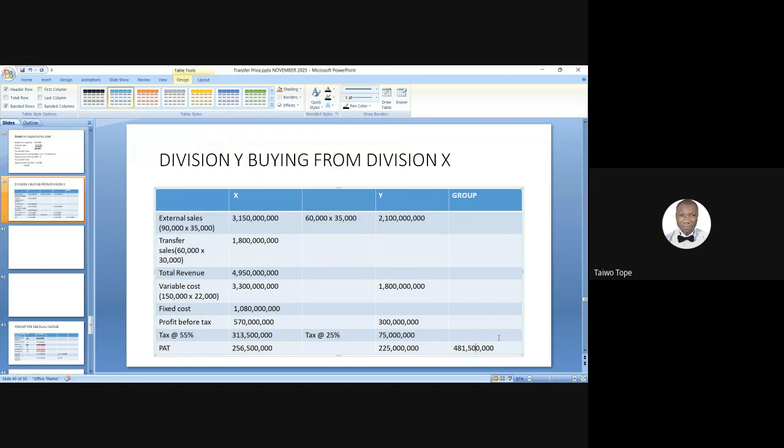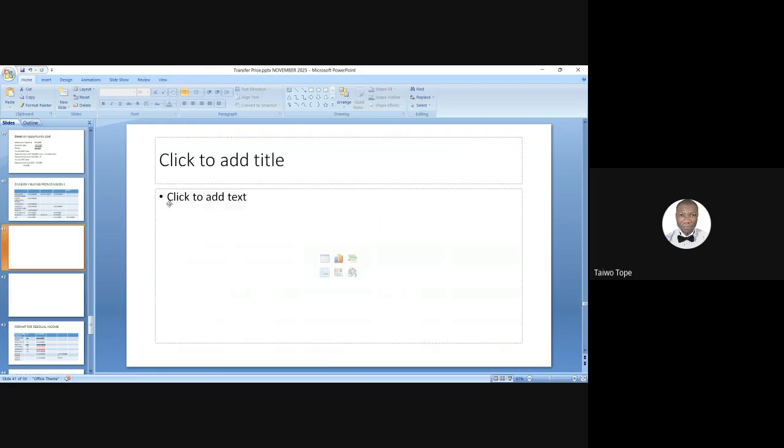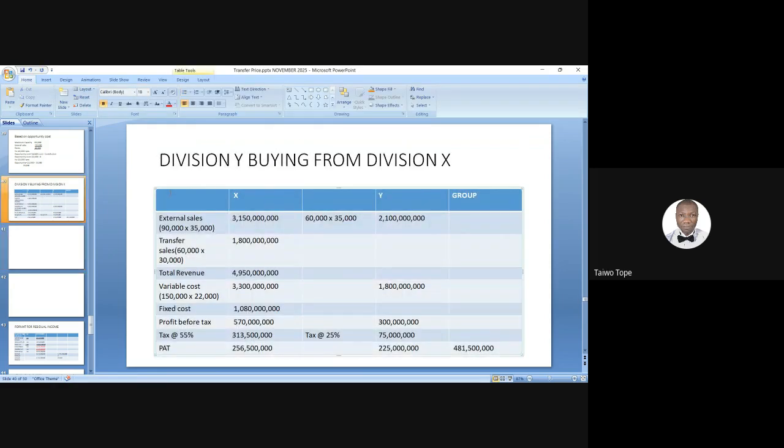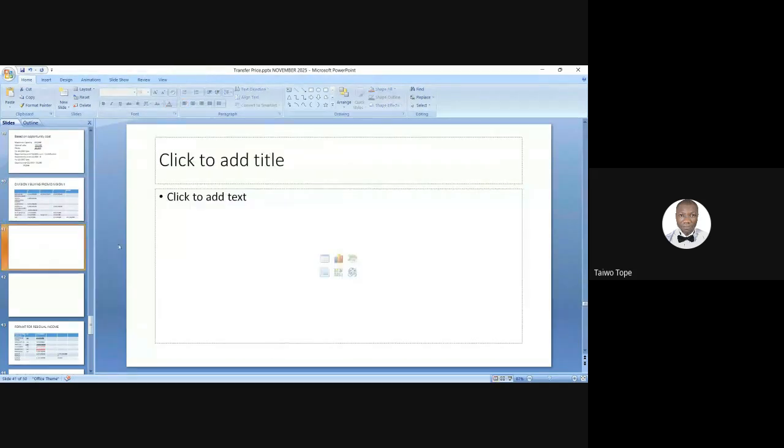This will be the effect on the group profit. Let's move to the case of division Y buying from ADES. What will happen to the group profit? If division Y is to buy from ADES, what will be the effect on the group profits?